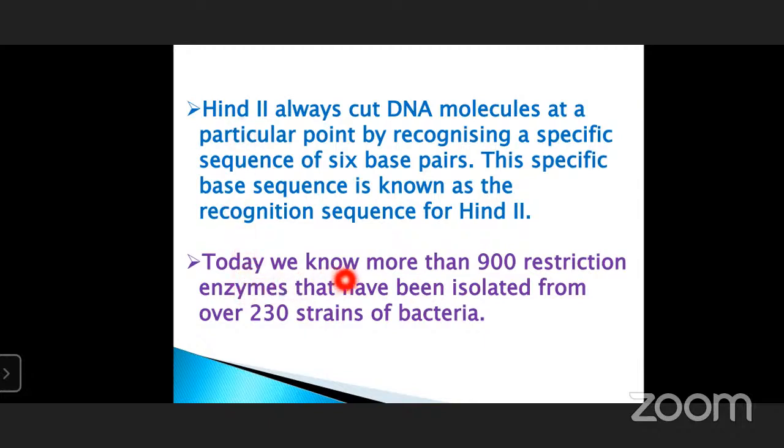Today, we know more than 900 restriction enzymes that have been isolated from over 230 strains of bacteria. These restriction enzymes are present in bacteria only. Bacteria are unicellular prokaryotic organisms. They have these restriction enzymes. They also have plasmids. Plasmids are used as vectors.